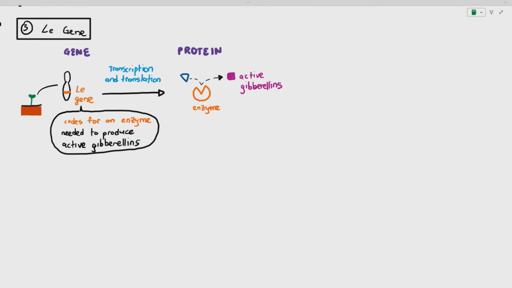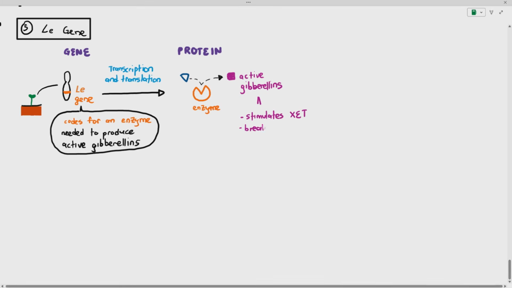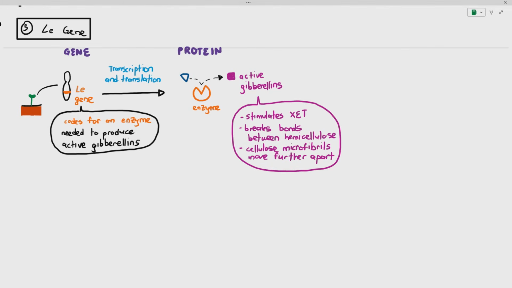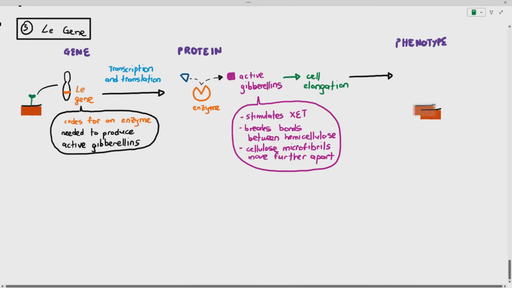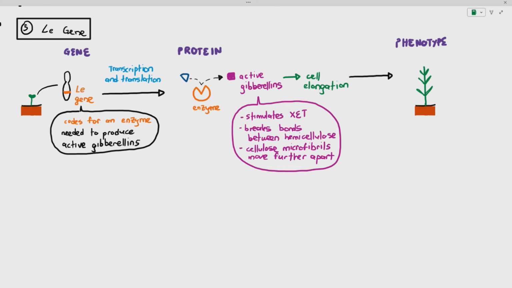All right. So why is active gibberellin required? Because active gibberellin, as I'm putting it over here, stimulates the XET enzyme, another type of enzyme in the cell wall. It breaks the bonds between the hemicellulose in the cell wall. Cellulose microfibrils move further apart, which causes cell elongation, all right? And cell elongation will then cause the plant to become taller. That's what causes plants to grow.